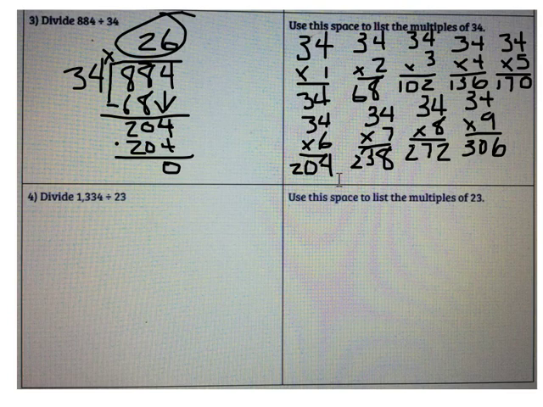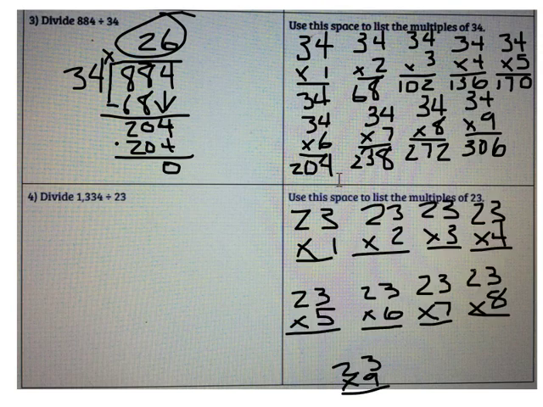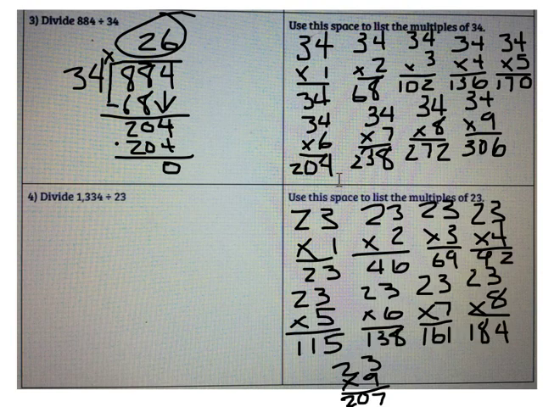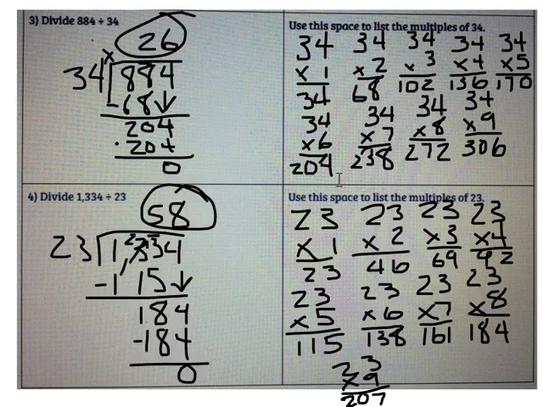Now let's divide 1,334 divided by 23. The first thing you need to do is list your multiples of 23. Go ahead and list your multiples of 23 now. Check your multiples with mine. Now you can complete the division problem. Do that on your own. When I divide 1,334 divided by 23, what's the result? The correct answer is 58. Take a moment to check your work with mine.